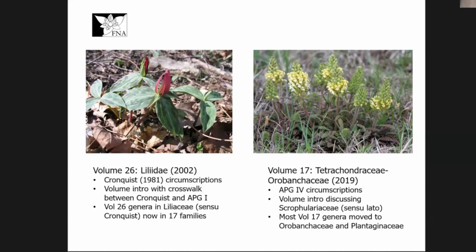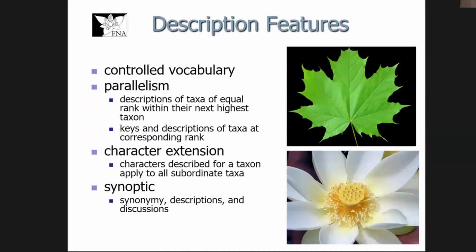By contrast, in volume 17, a much more recent volume, which I was involved with, we had APG4. We had the classification, we had the circumscription of those families, and we were able to actually move that material right in. So it's highly variable across the volumes.